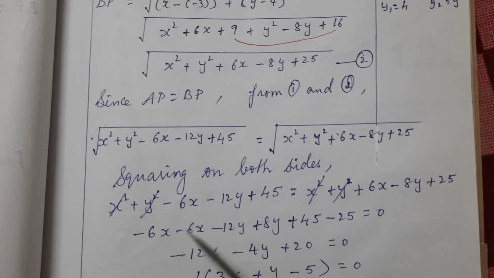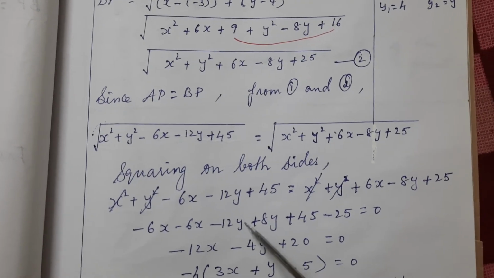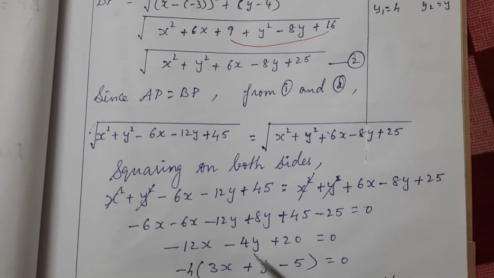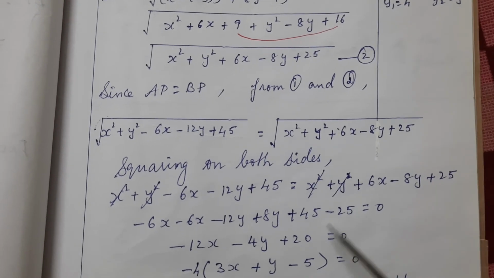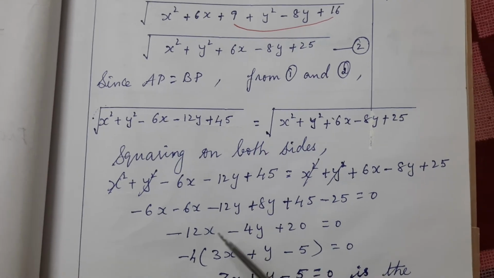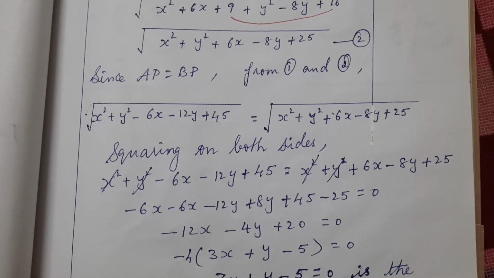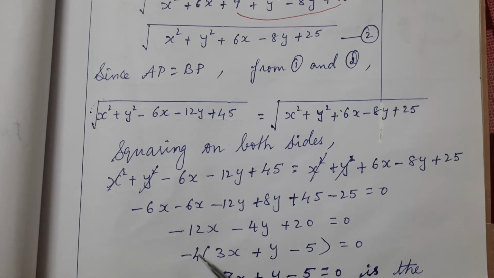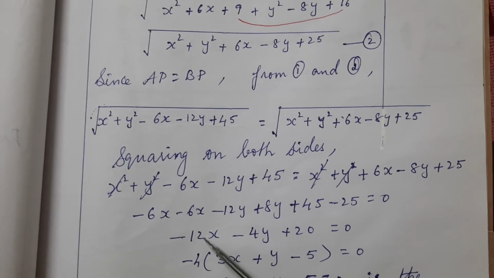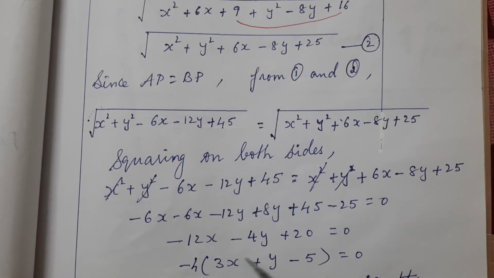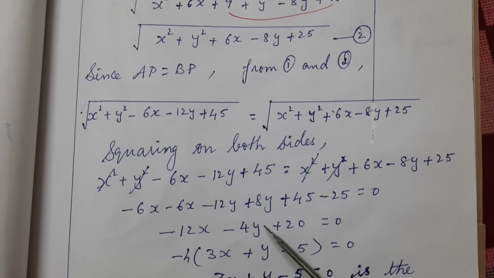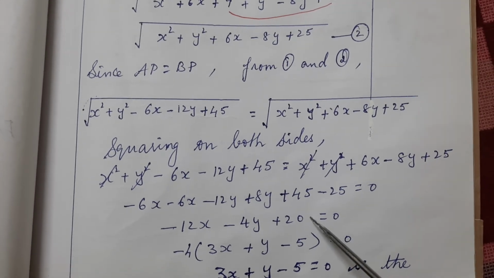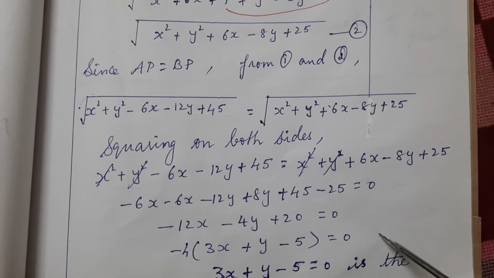Minus minus, add and put the same sign, minus 12x. Minus 12y plus 8y, subtract and put the sign of the bigger number, minus 4y. Plus 45 minus 25 is plus 20 equal to 0. Here minus 4 is common. So minus 4 I have taken outside. So it becomes minus 4 into 3 is minus 12. So minus 4 into 3x. 3x plus minus 4 into y is minus 4y. Minus 4 into minus 5 is plus 20 is equal to 0.